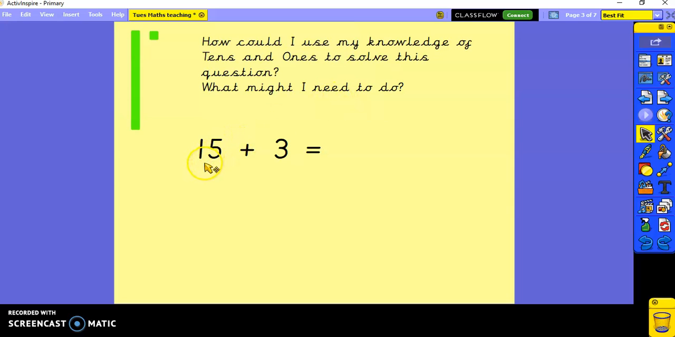So I've got the number sentence here, 15 add 3 equals. How could I use these tens and ones to add the number 15 and 3? What would I need to represent underneath? Have a little think for a minute. Right, I think the best thing for us to do is to make or draw the 15 and the 3 that we are going to be adding onto it.